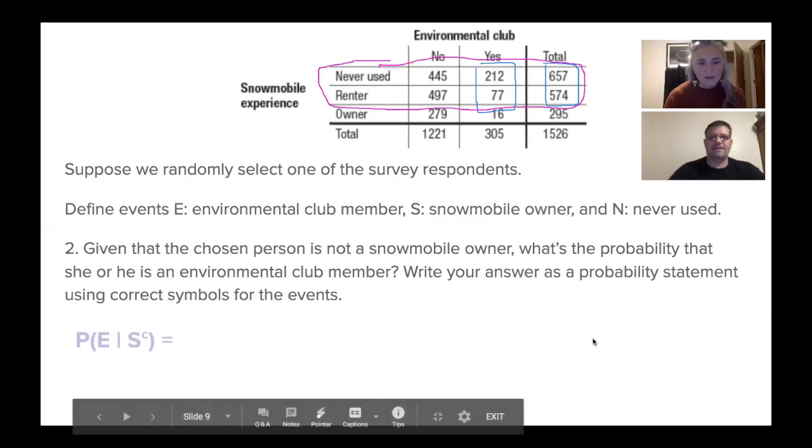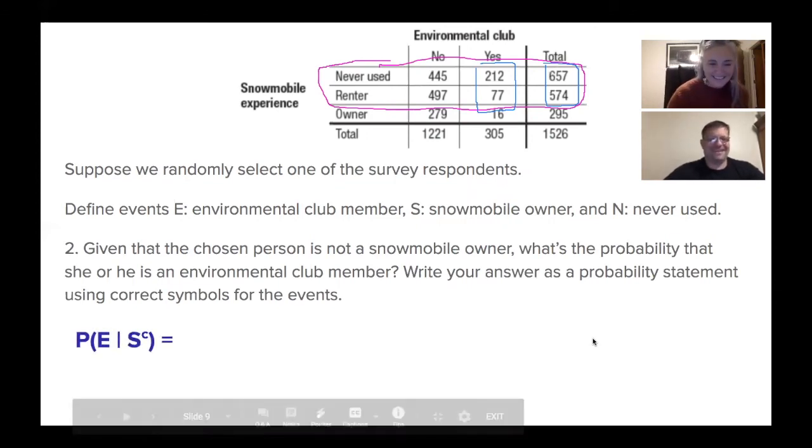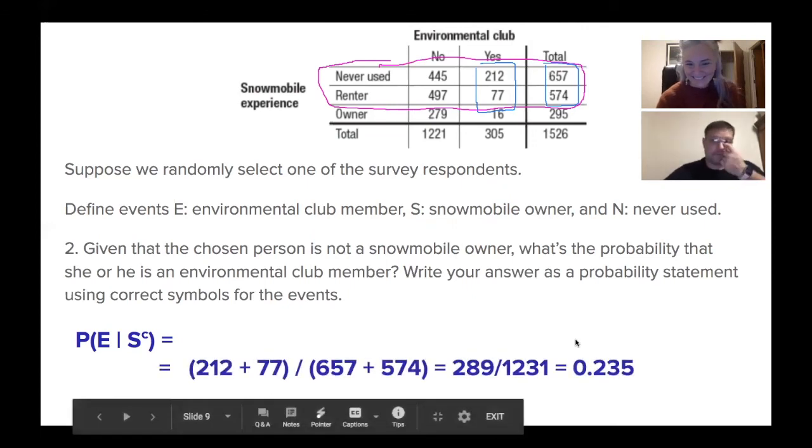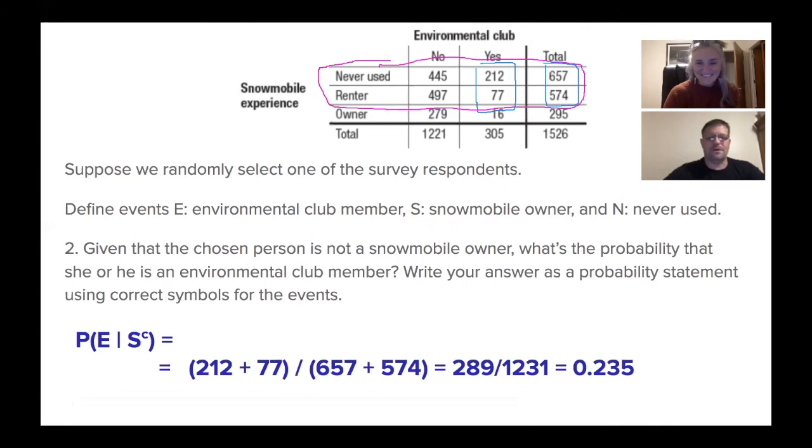You're giving us a complement? Ooh, good job, Mr. Bobby. Because I could have worked backward or the opposite of that and dealt with the snowmobile owners, but I think you did it the right way. You did it the way that I did it, though. Yeah.